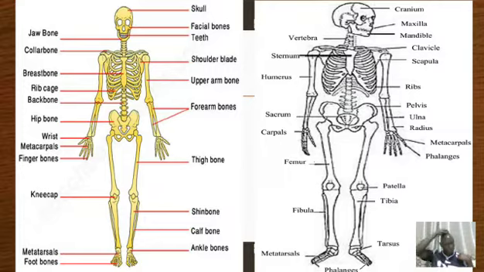Skull or cranium, then jaw bones with the teeth, then we have the collarbone, call it the clavicle. Then from the clavicle, at the shoulder here, when you press, there is a bone. This bone is what we call the shoulder blade, also called the scapula. Clavicle, then scapula, that one there.